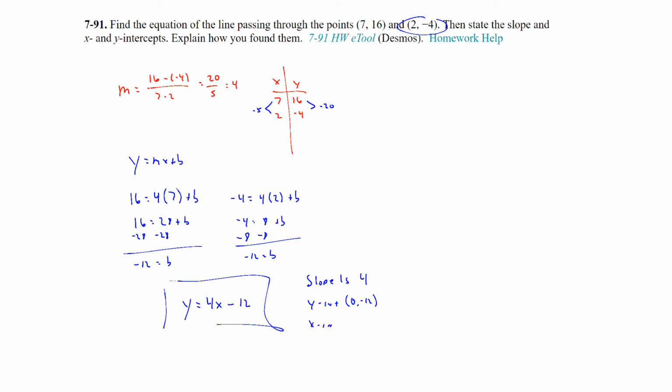And to find the x-intercept, we know that's where it crosses the x-axis, so your y value must be 0. So if you plug 0 in for your y value, 0 is equal to 4 times x minus 12. You can solve for x, and that will give you your x value when y is equal to 0. And so we get an x value of 3. And so I think we've answered all the questions. We found the equation, we stated the slope and the x and y intercept, and explained how you found them, kind of went through and did that as well.